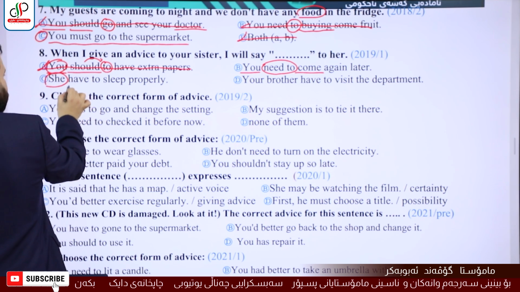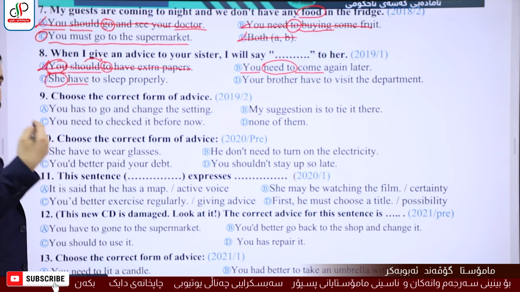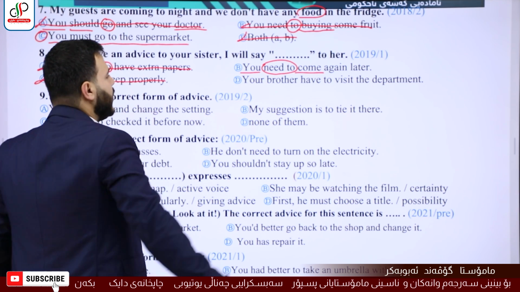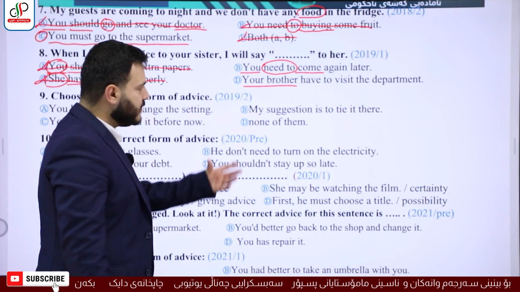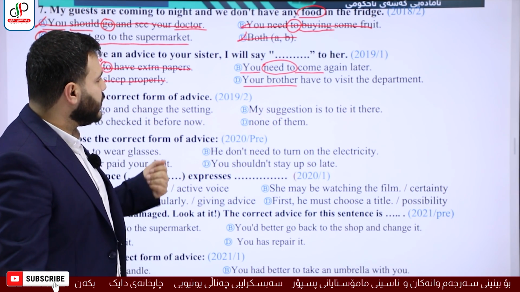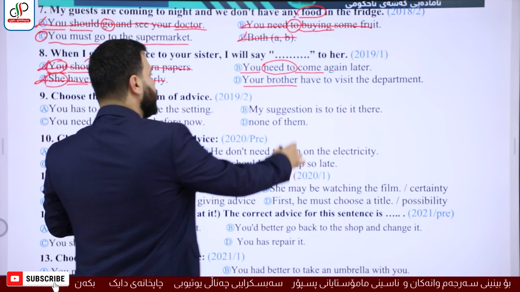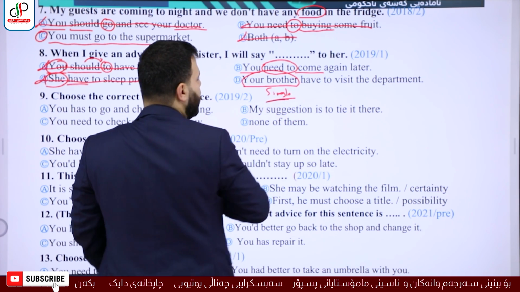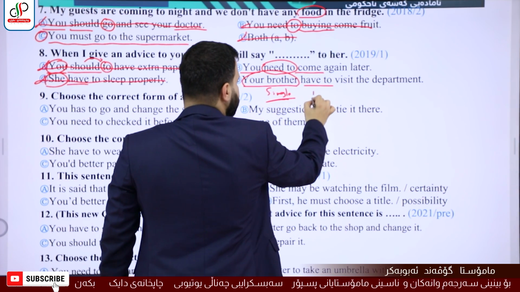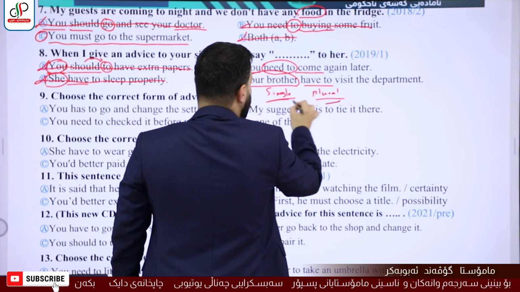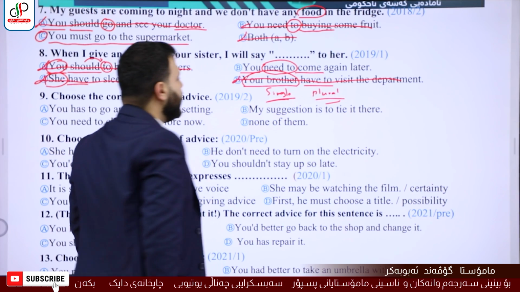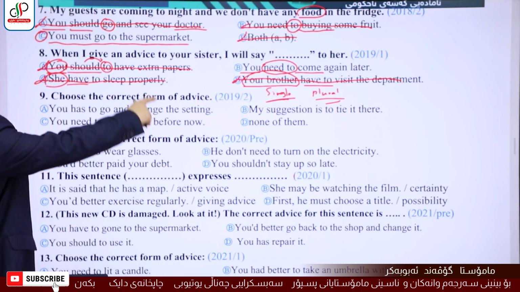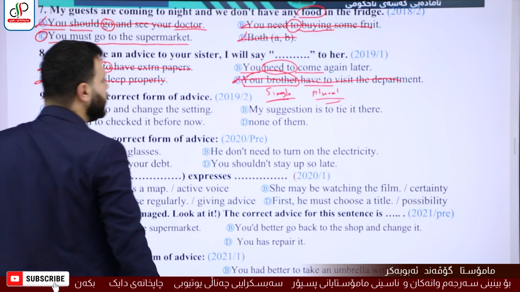She is a singular noun, a singular subject. Have is for plural. That's why C is wrong here. D, your brother have to visit the department. What should I do in that case? We have to say, your brother is a singular noun, okay? It's singular. But have to is for plural. That's why D is wrong. If I say your brothers, in that case, it's right. But for this case, your brother have to is not allowed.